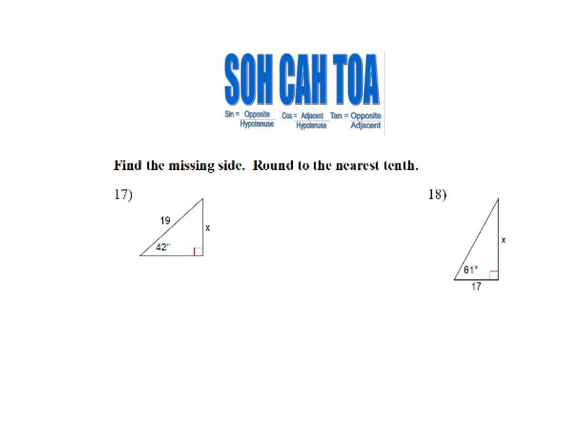So then let's set up our equation. The sine of that 42. It's always the sine or the cosine or tangent of your angle. Sine of 42 is equal to the opposite over the hypotenuse. Now you just do a little bit of algebra to solve your equation. Take both sides times 19. So the 19s cancel. And then in your calculator, you're just going to type 19 times the sine of 42.